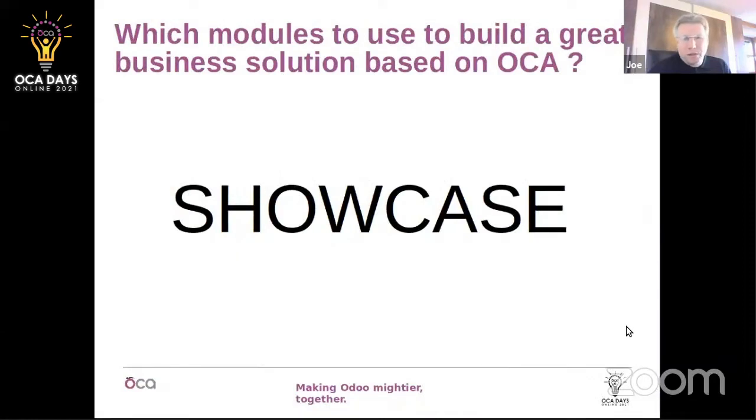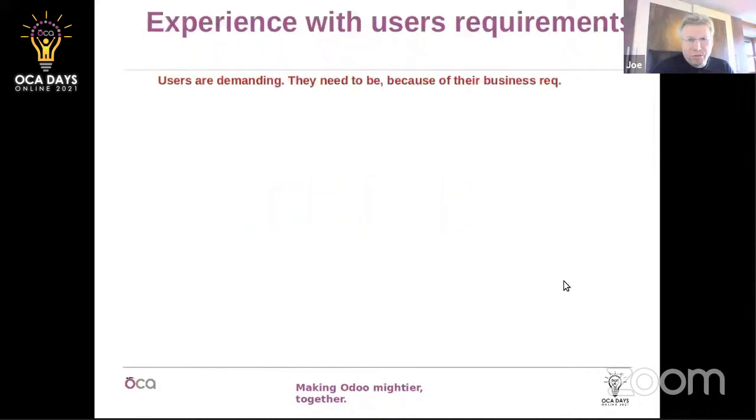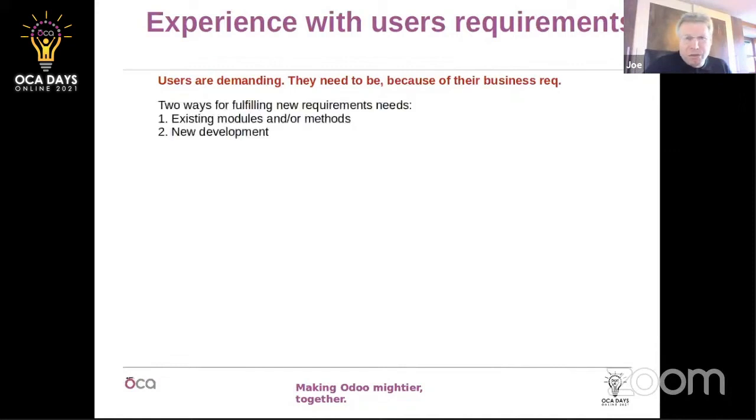So we have seen the showcase. I think it was a good example of how you can have an enhanced version of the community edition that is bringing a lot of things to life. Now, what kind of experience do we have with user requirements? Well, in general, users are demanding and therefore the requirements might be demanding as well. They sometimes tend to be a little bit obnoxious, but that's because of their business requirements. In our view, there are two ways of fulfilling their needs.